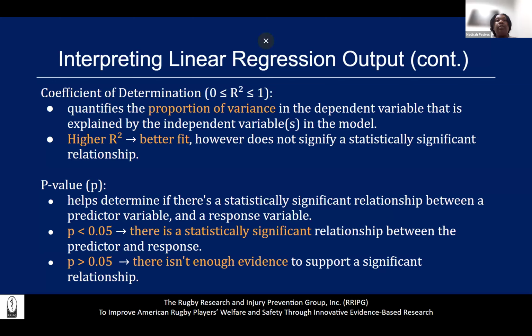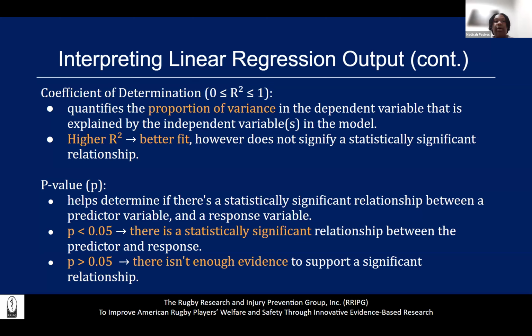When looking at the coefficient of determination, aka r squared, it needs to be between 0 and 1. The coefficient of determination essentially quantifies the proportion of variance in the dependent variable that is explained by the independent variable or variables in the model. So a higher r squared means a better fit for the linear regression model. However, it is important to note that it does not signify a statistically significant relationship.